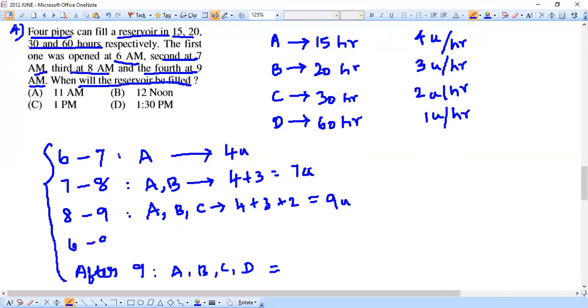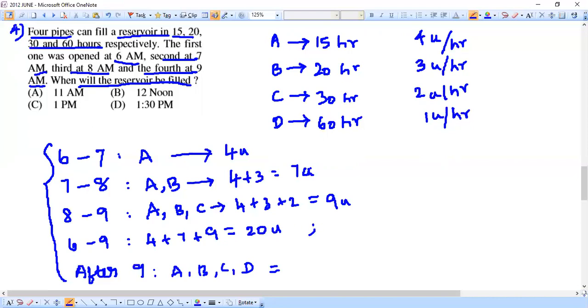Overall, from 6 to 9, for the entire 3 hours, how many units are filled? If you see 6 to 7, we got 4 units, 7 to 8, we got 7 units, and 8 to 9, we got 9 units. So totally how many units are finished? We can see 20 units of work are finished.